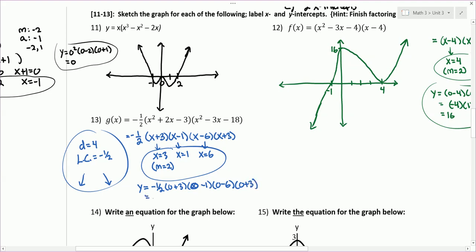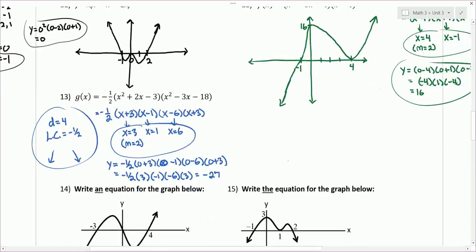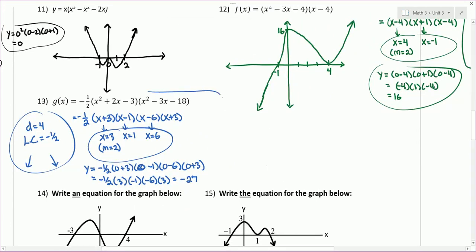So we end up with negative 1/2 times 3 times negative 1 times negative 6 times positive 3. And so we got 3 negatives, so it's going to end up being a negative answer. 3 times 3 is 9, and 6 divided by 2 is 3. 9 times 3 is 27, so negative 27 is our y-intercept. So that's what you should get when you multiply all that together. So let's finish with a graph.